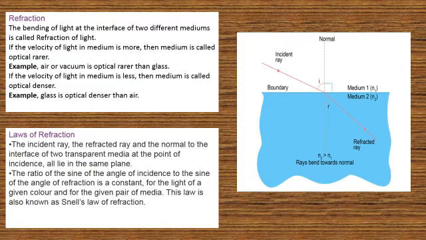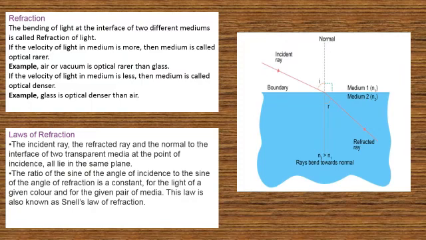And now, just like we have laws of reflection, we also have laws of refraction. What are they? The incident ray, the refracted ray, and the normal to the interface of two transparent media at the point of incidence all lie in the same plane. This is a bit similar to the laws of reflection. So, the incident ray, the refracted ray, and the normal, all of them lie in the same plane.